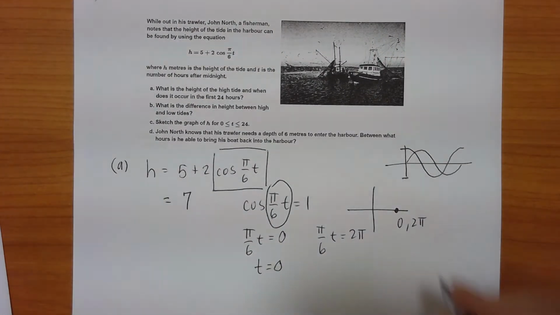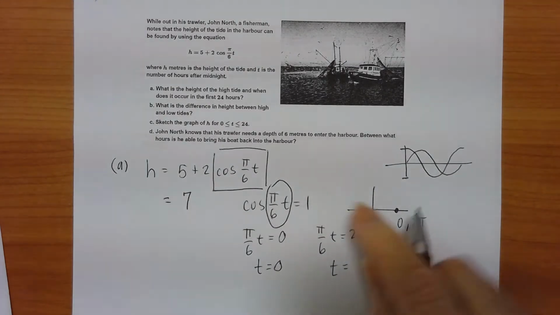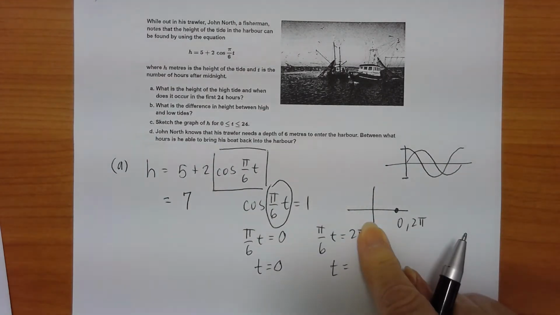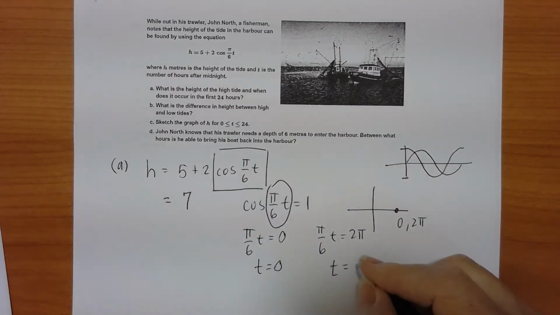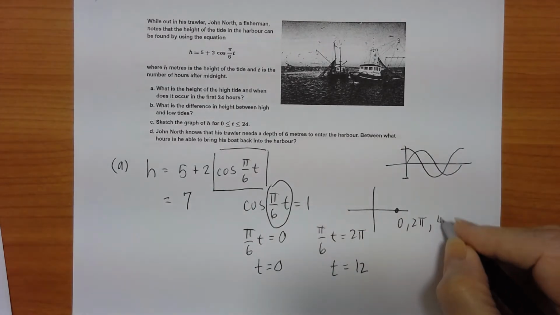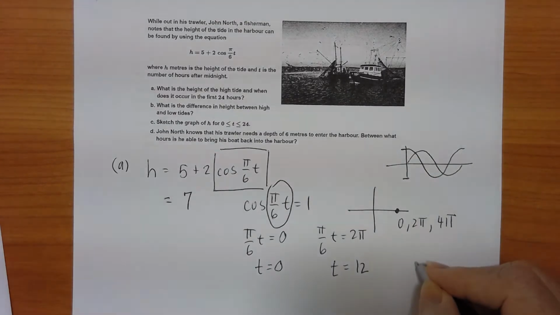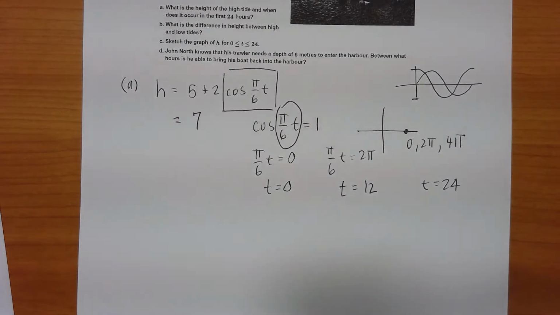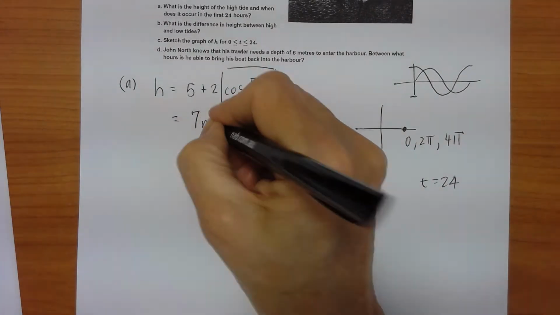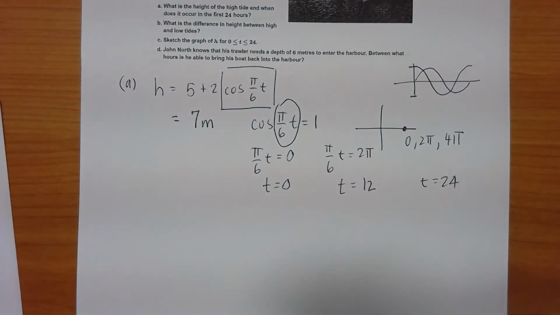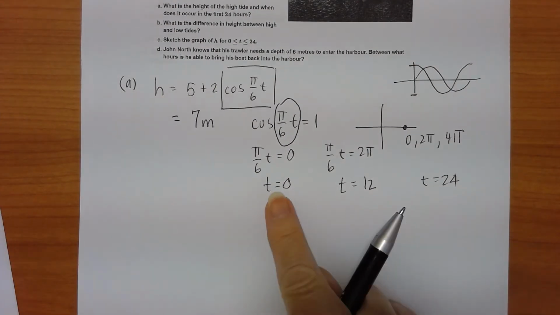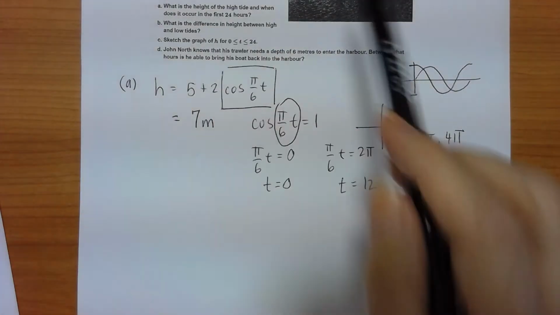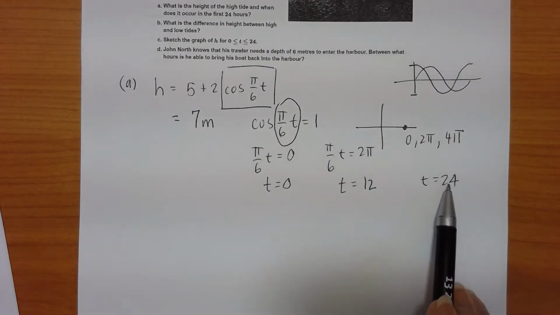And this would mean t equals, now if I take this over there, keep, change, flip, the pi's are going to cross out and I'm going to get 12. And you can see that if you go to here, you're going to get again t equals 24. So all those times are when the tide is highest, and it's at 7 meters. That's what it told me there, that the height is in meters. So it's at the start, and this says hours after midnight, so midnight, midday, and then midnight again.